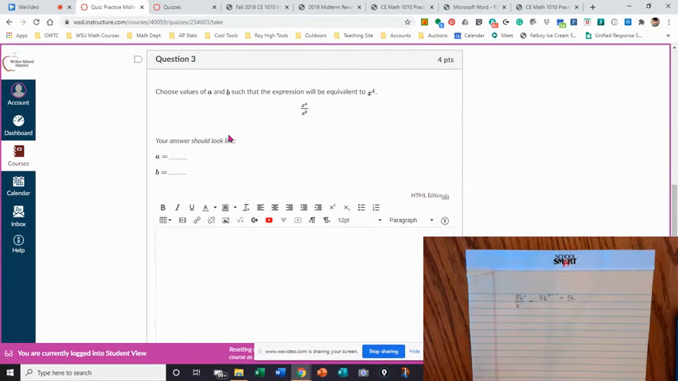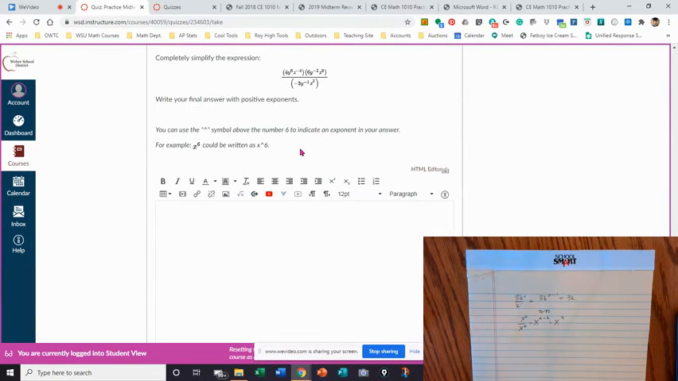Question 3. Choose values A and B such that the expression will be equivalent to x to the 4th. And I've got x to the b, x to the a, x to the 8. Well, if it's going to be x to the 4th, then you just know that if you take the top number minus the bottom number, so that a minus b is going to equal 4. So I don't know, what minus what? I'm going to go 76 minus 72. Yeah, I could go 8 minus 4, 12 minus 8, 20 minus 16. Doesn't matter as long as the top is 4 more than the bottom. A is 4 more than B.